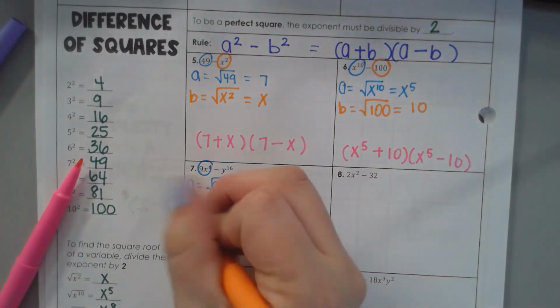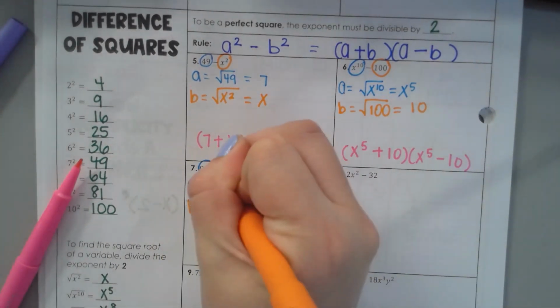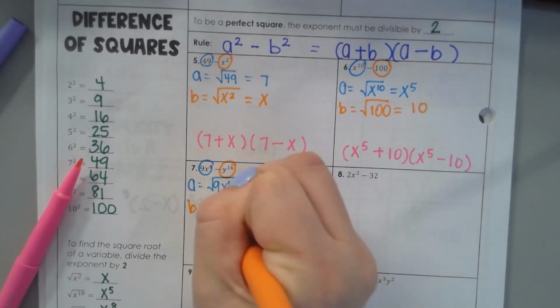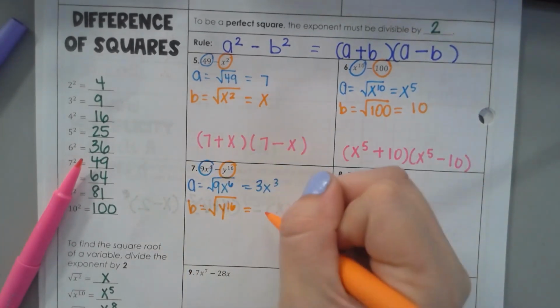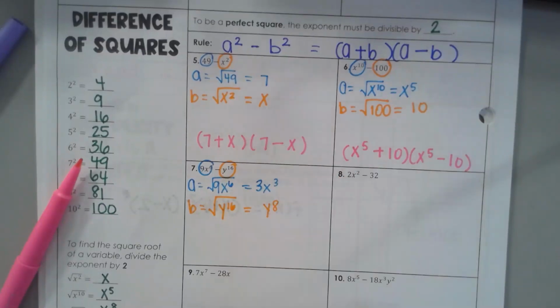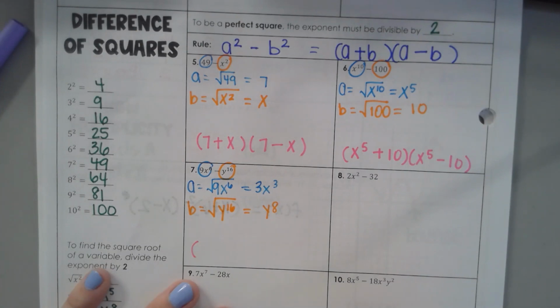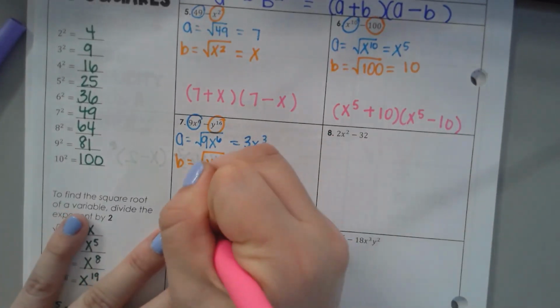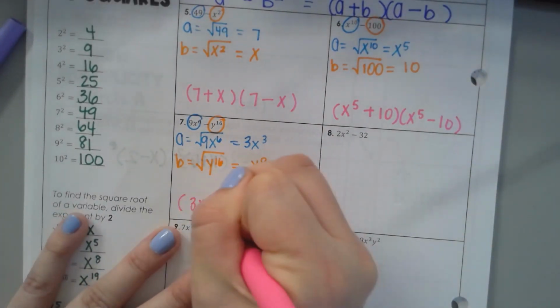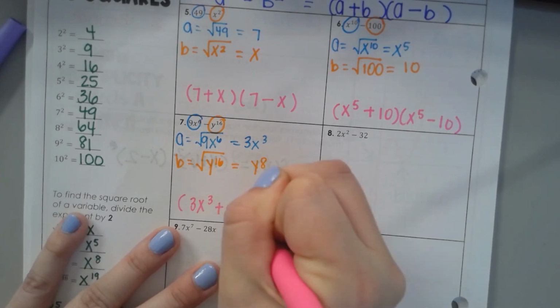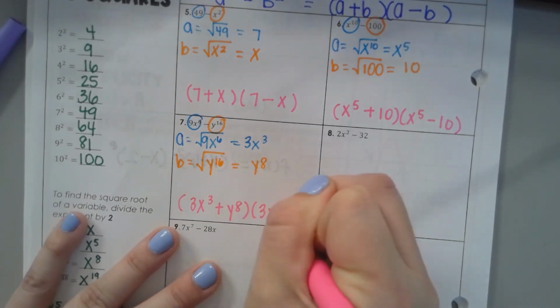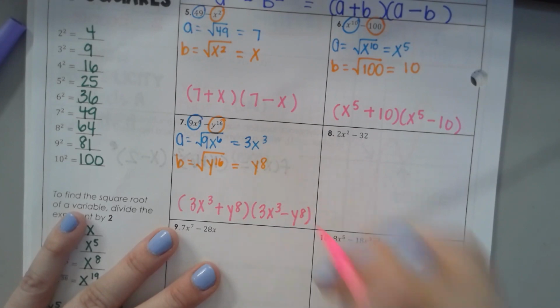And then my B, I take the square root of y to the 16th, which is y to the 8th. So 3x cubed plus y to the 8th, 3x cubed minus y to the 8th.